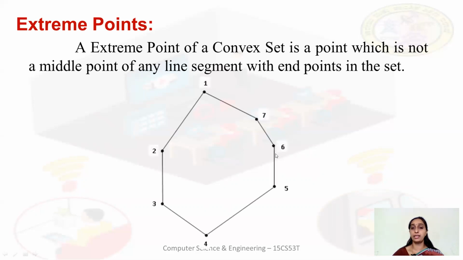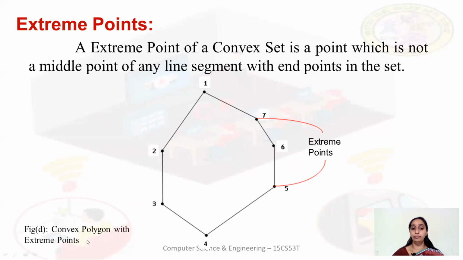Here you can see the convex polygon which we had drawn in the previous illustration. The points 7 and 5 are the extreme points. 6 is not an extreme point, because on this line segment it lies in between, in the middle. So the extreme points are the end points of this line segment, that is 7 and 5. So this is a convex polygon with its extreme points.